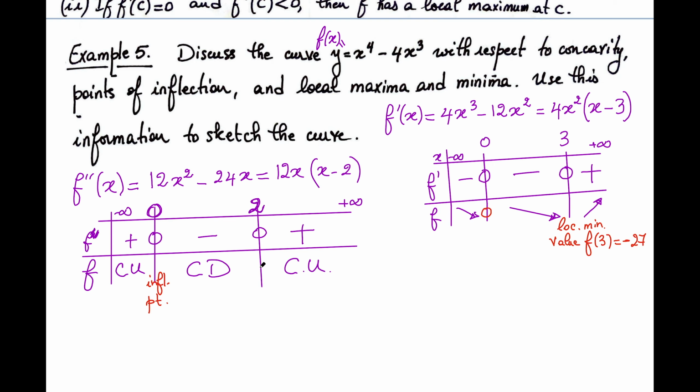Similarly at 2, the function changes concavity from downward to upward, and this happens because f double prime changes sign. So that's also an inflection point. What's the inflection point here? 0, 0. And here? 2 comma f of 2. And what's f of 2? 2 to the power 4 minus 4 times 2 to the power 3, and that is negative 16. Makes sense?